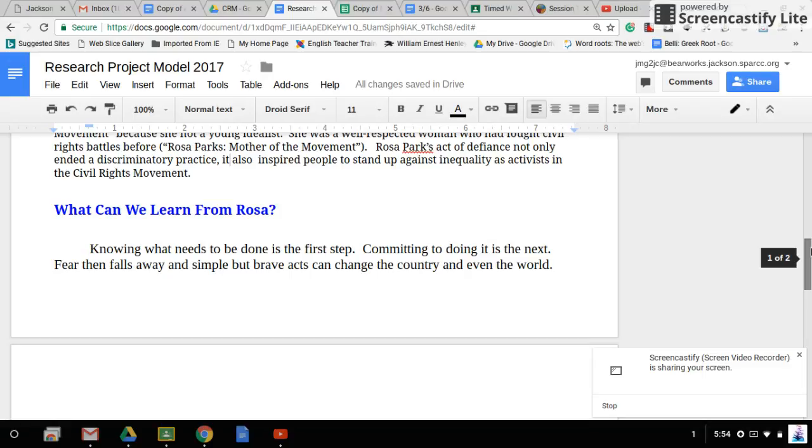"Knowing what needs to be done is the first step. Committing to doing it is the next. Fear then falls away and simple but brave acts can change the country and even the world."